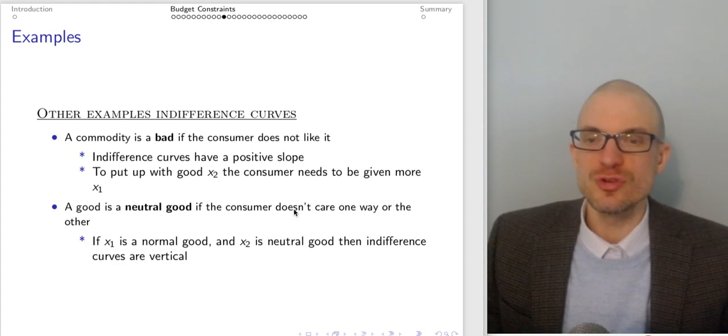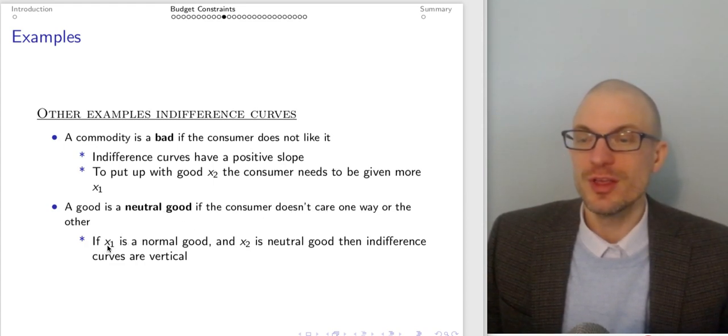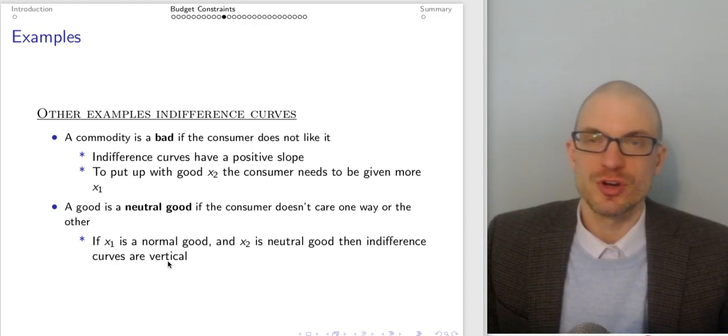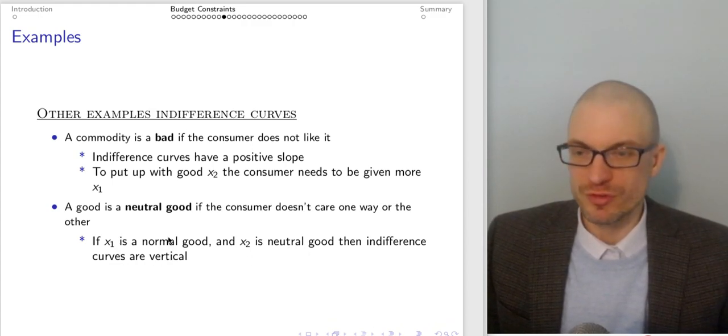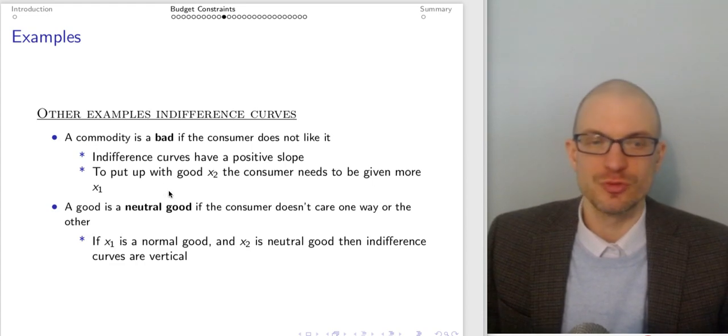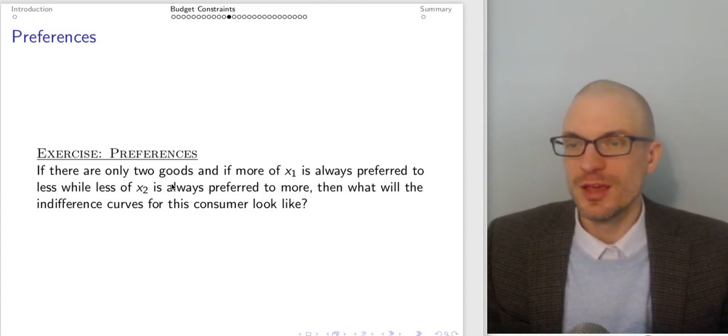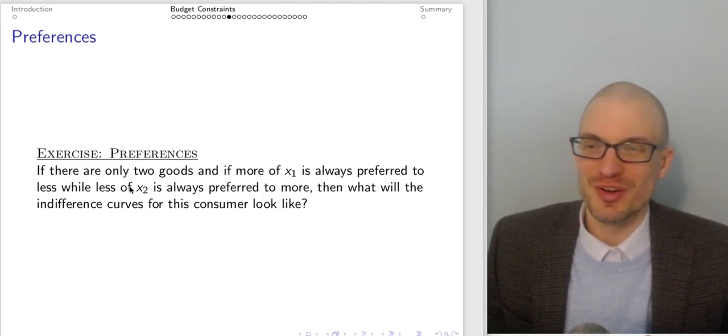A good is a neutral good if the consumer doesn't care one way or the other. If good 1 is a normal good and good 2 is neutral, then the indifference curves would be vertical. There you can give me more of good 2, it's not going to change my well-being. That's just as we saw with perfect complements. Here's the example, and then I'll show pictures in a second. If there's only 2 goods, if more of good 1 is always preferred to less, well, less of good 2 is preferred to more.